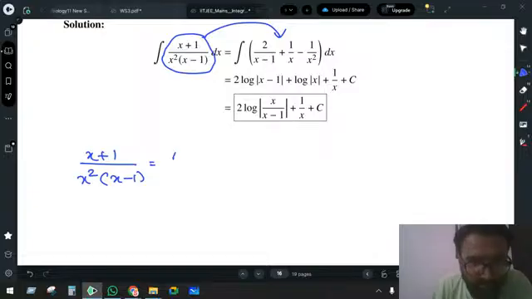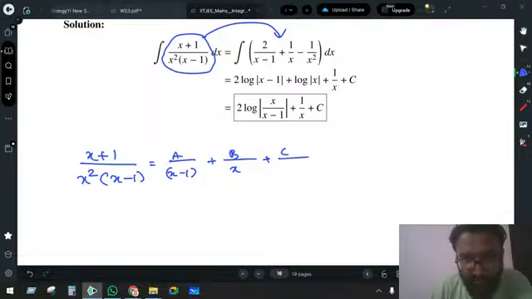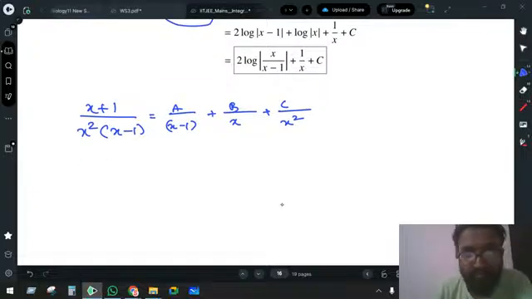It is a simple powers. Take A by x minus 1, this one factor is completed, plus B by x, it is square repeated, plus C by x square. This is the consideration. Now what we have to do?